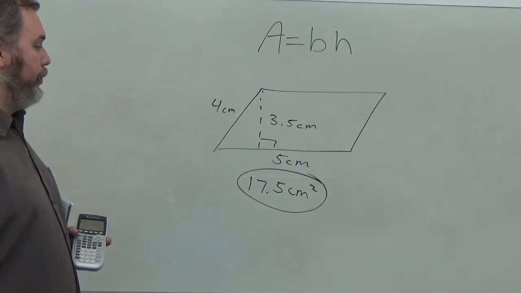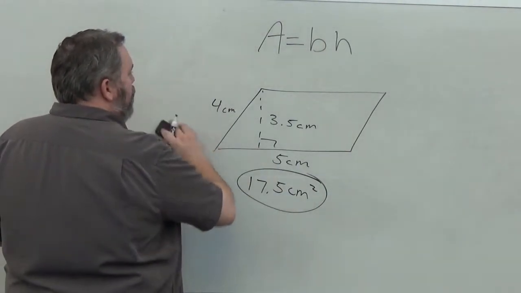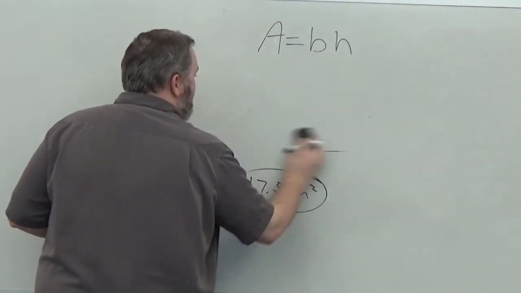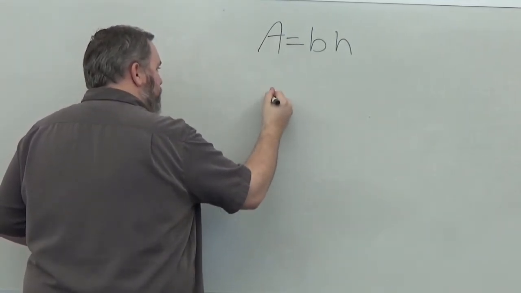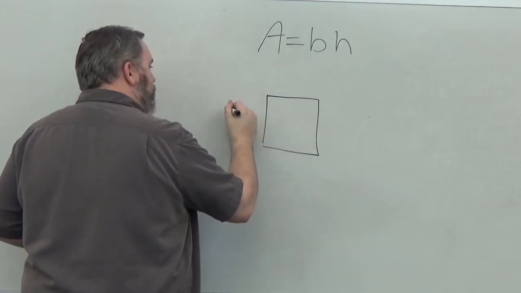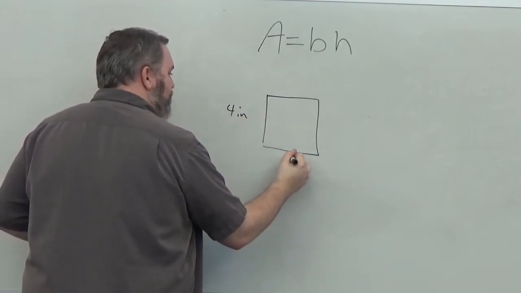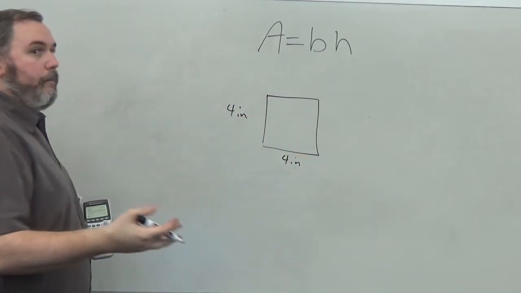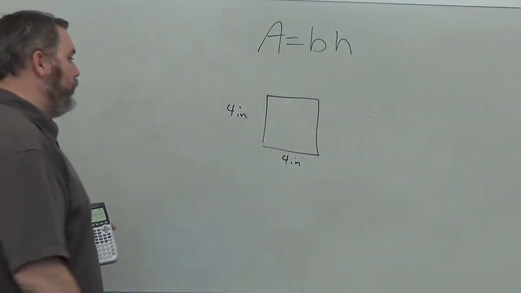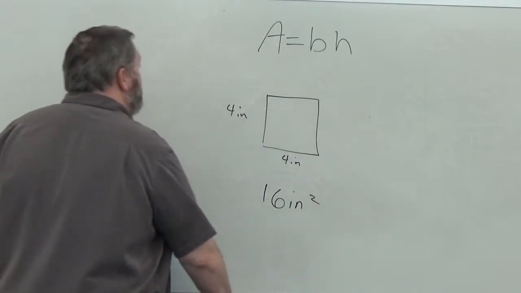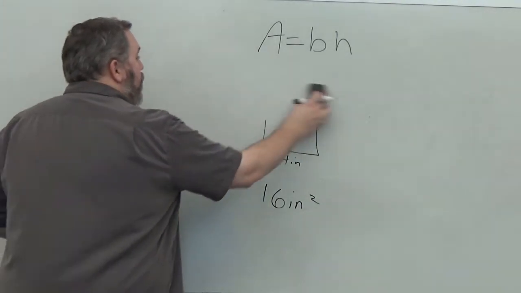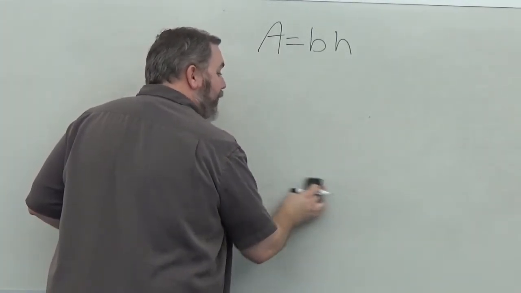Right? Very simple. And we should also be able to use the same concept no matter what type of parallelogram it is, such as a square. If we know this to be 4 inches, and this side is 4 inches, well, base times height is 4 times 4. I get 16 inches squared. That's all we do to find the area of a parallelogram, no matter what type it is.